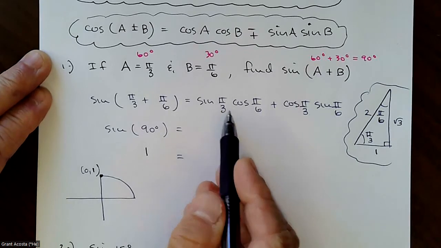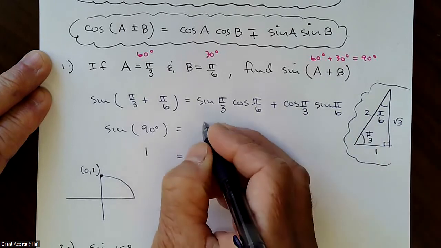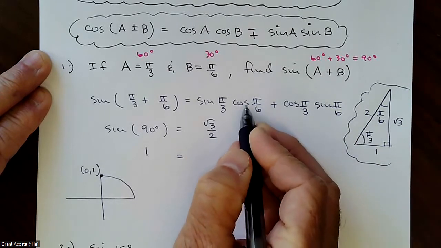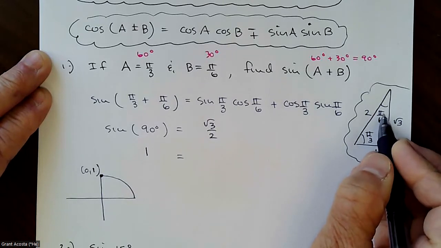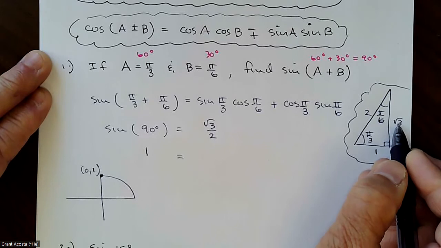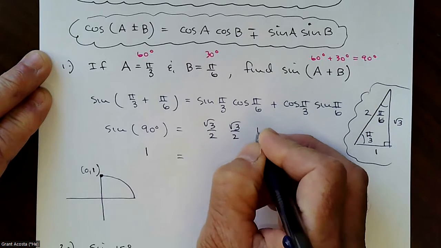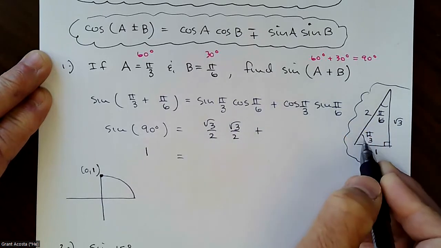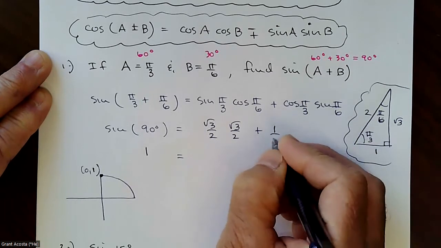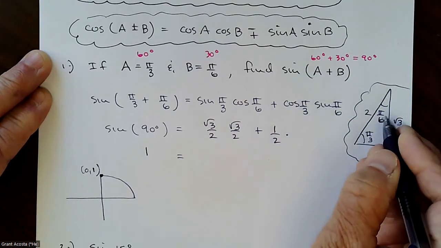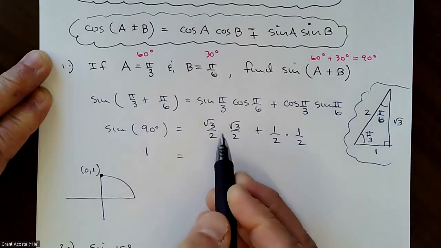The sine of pi over 3, from pi over 3, I have opposite over hypotenuse, root 3 over 2. The cosine of pi over 6, I have to switch to this angle. From here, the adjacent side is root 3, and the hypotenuse is 2, so the cosine of pi over 6 is also root 3 over 2. Plus the cosine of pi over 3, back to here, adjacent over hypotenuse, 1/2. Sine of pi over 6, now I'm back to pi over 6, opposite over hypotenuse is also 1/2.